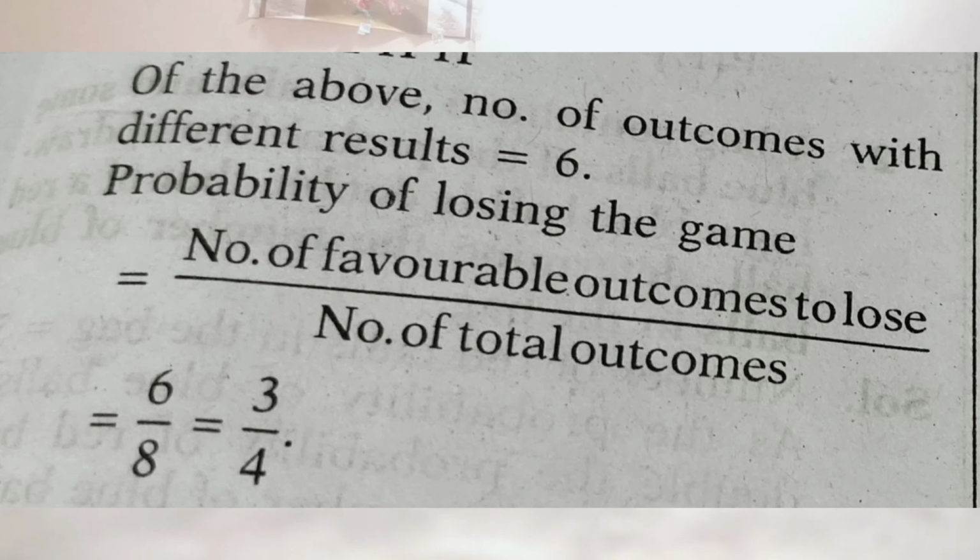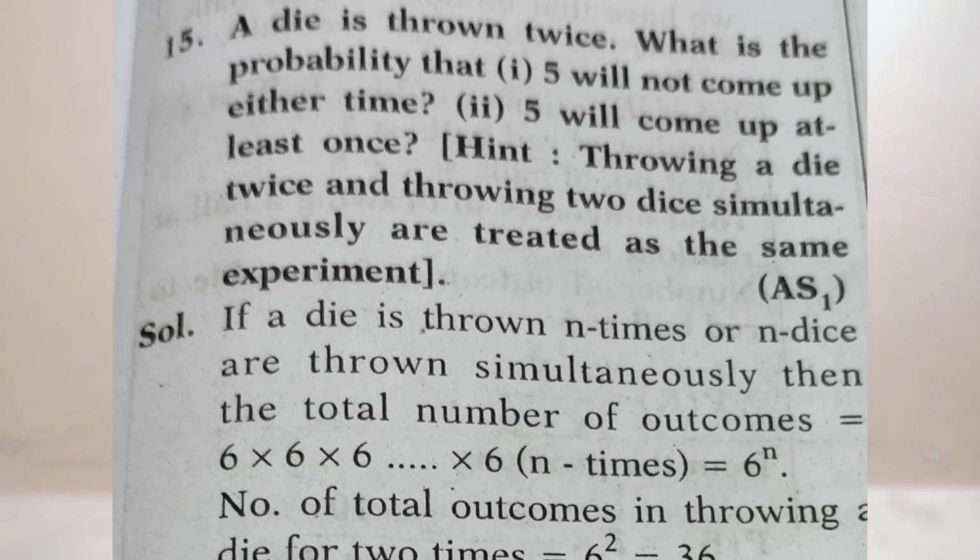Next, one more sum on the dice. A die is thrown twice. What is the probability that, first, 5 will not come up either time, and second, 5 will come up at least once. While throwing the die twice, here also we have to write the 6 by 6 chart, and in each box we have to write the pairs of digits that come up on the dice.